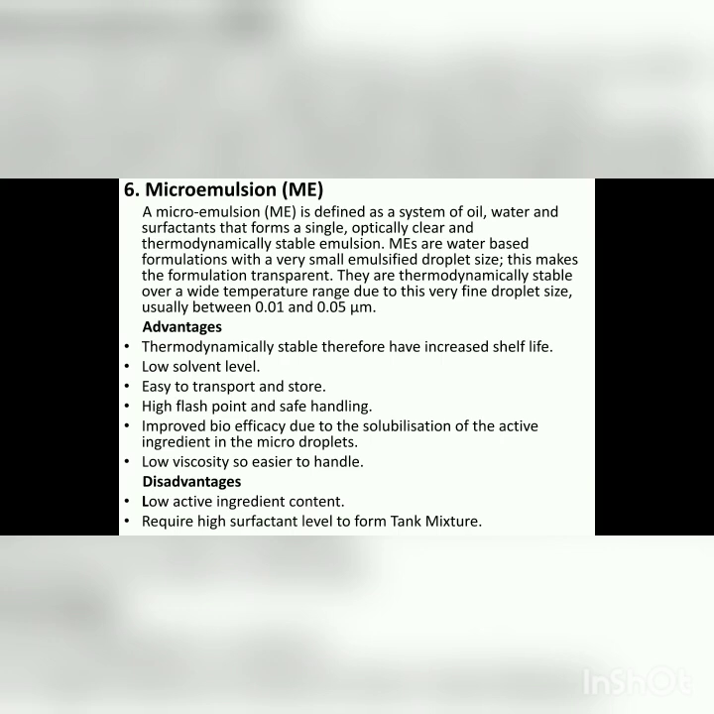Then sixth one, micro-emulsion. A micro-emulsion is defined as a system of oil, water and surfactants that forms a single, optically clear and thermodynamically stable emulsion. I shall repeat once more. A micro-emulsion is defined as a system of oil, water and surfactants that forms a single, optically clear and thermodynamically stable emulsion.